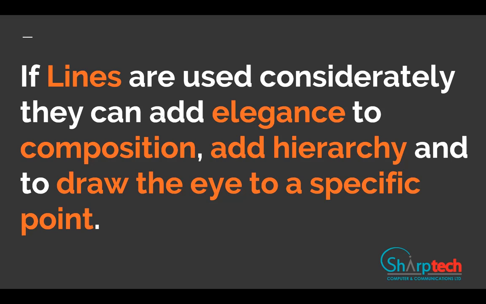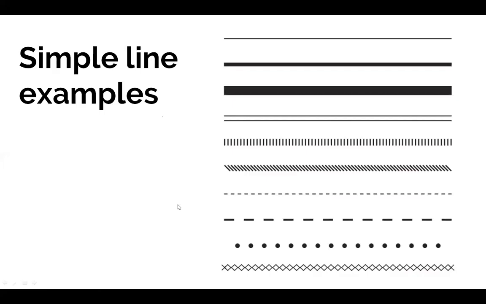I want to show you samples or examples of pieces of artwork where lines have been used. These are simple line examples. We have a thin line. We have a line of this size. We have a line of this size. You can see there are lines. These are all different types of lines.